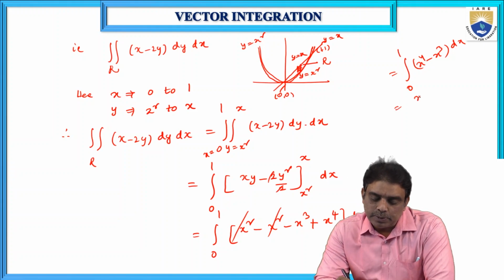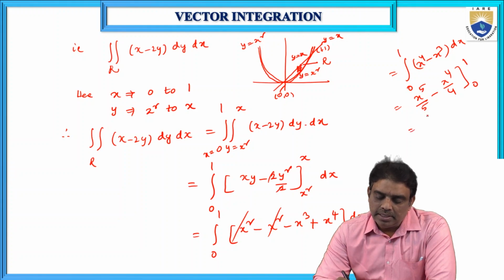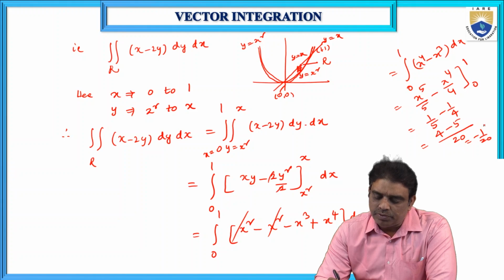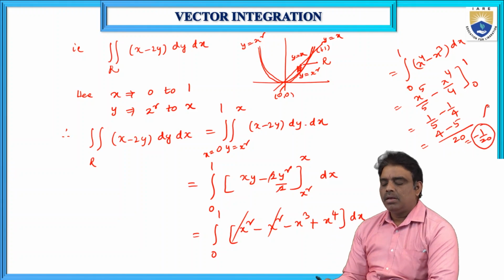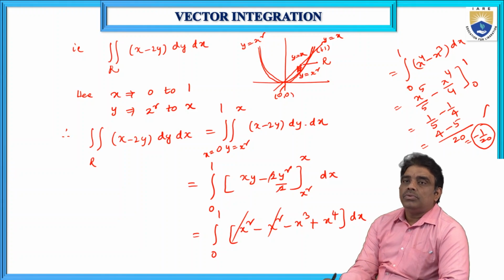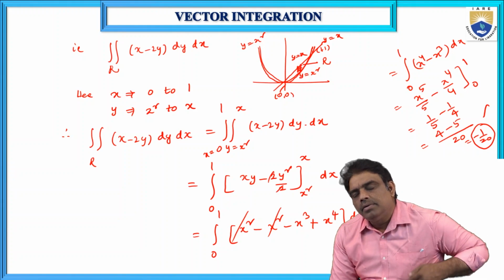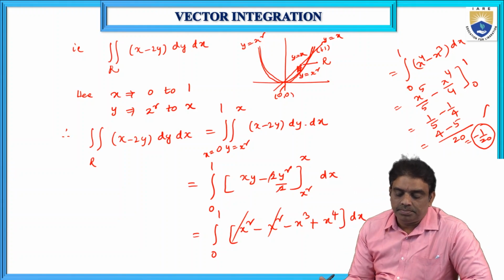So what is the integration? Integral of x^4 is x^5 by 5, minus x^3 integrates to x^4 by 4, between 0 and 1. That is 1 by 5 minus 1 by 4. The LCM is 20, so 4 minus 5, that is equal to minus 1 by 20. This is the RHS value, the value of the double integral, the right hand side value of Green's theorem.